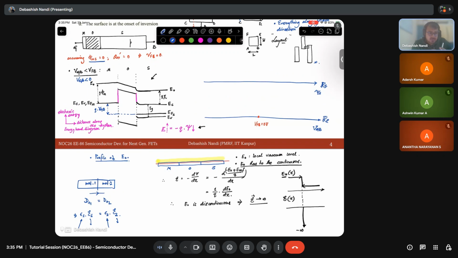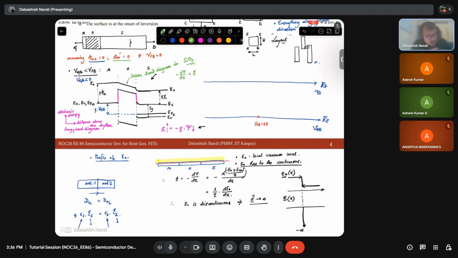Another thing to note, I am drawing a linear band diagram in SiO2. Why is it so? I am assuming no charge is present inside the insulator, right? If no charge is present inside the insulator, I know that minus d psi by dx is equal to the electric field.